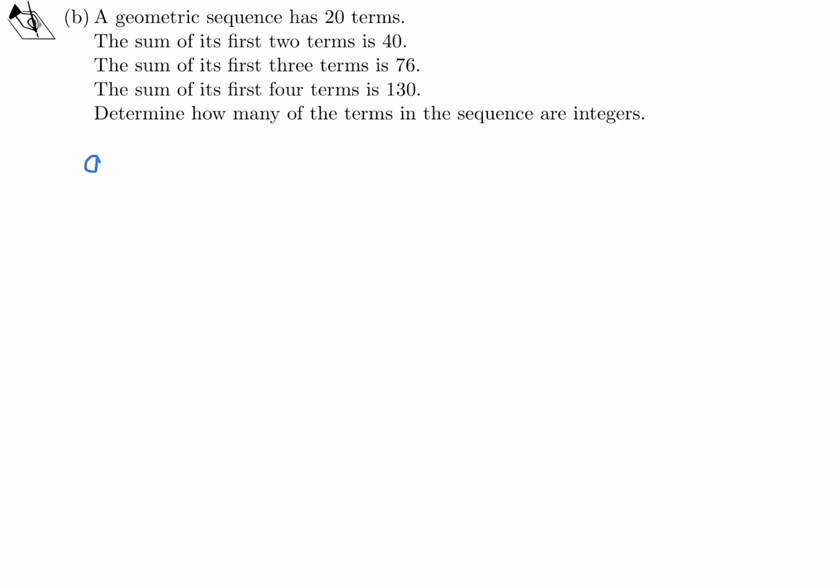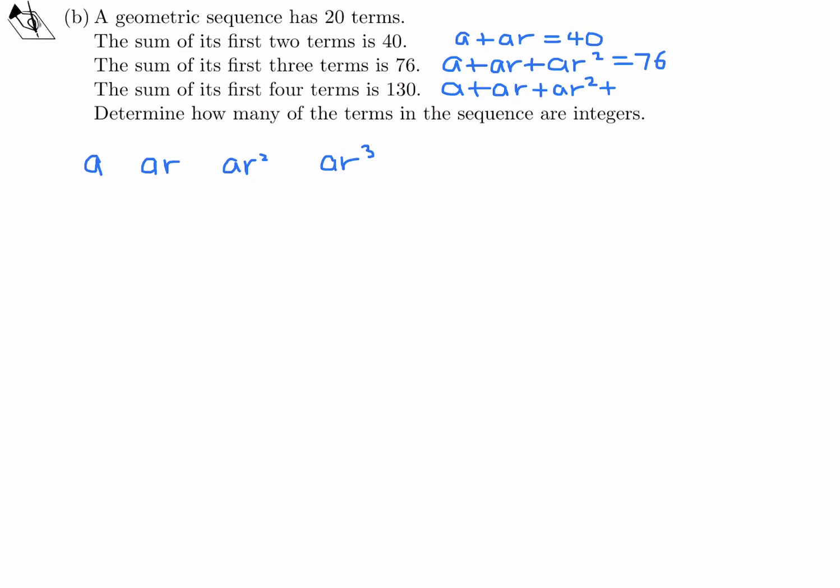So we have a, ar, ar squared, ar to the third, and so on. These are the terms of a geometric sequence. They're just multiplying by r each time. And they tell me that the first two add up to 40. So a plus ar is equal to 40. And the second sentence here tells me that a plus ar plus ar squared, if you add those, it equals 76. And if you add the first 4 terms, it equals 130. So these are our three equations, and this is what we have to work with.